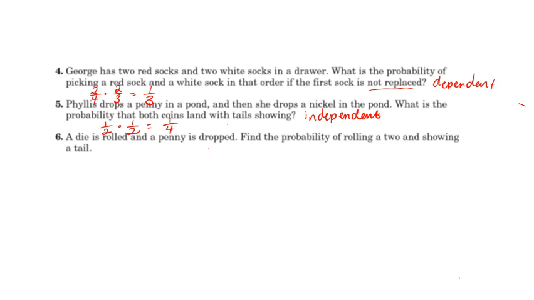A die is rolled and a penny is dropped. Find the probability of rolling a 2 and then showing a tail. Again, these are independent because the first event doesn't affect the second, so rolling a die doesn't affect the penny.